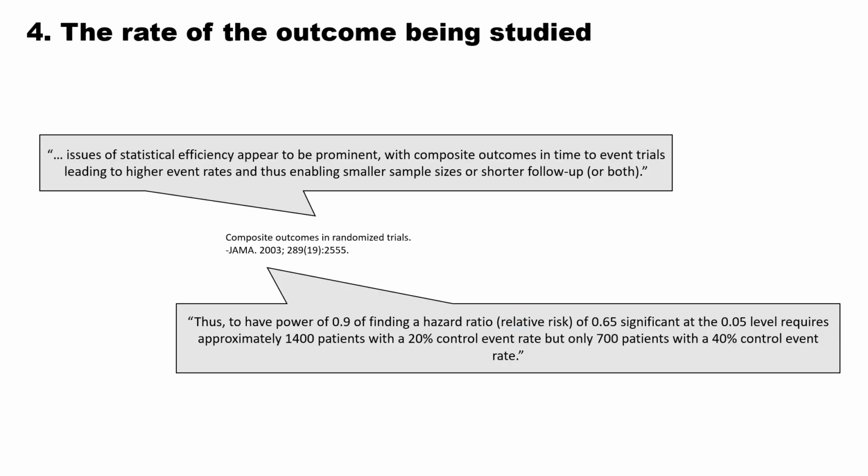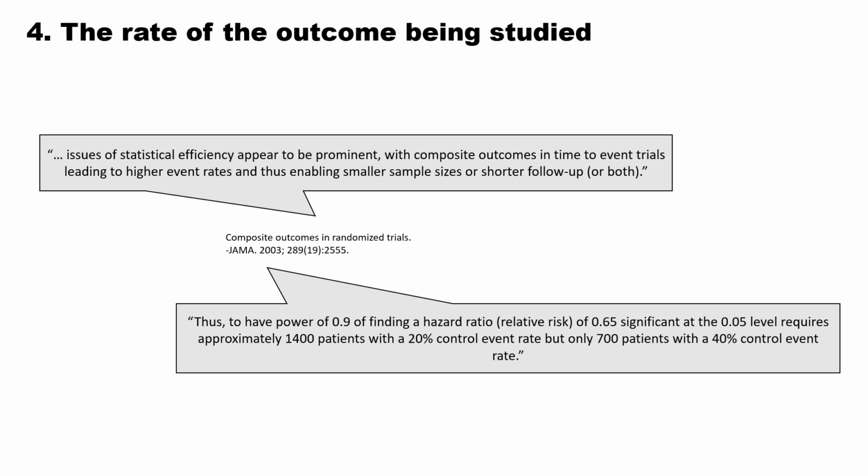And to make this point, a quote from this excellent article on composite outcomes: issues of statistical efficiency appear to be prominent, with composite outcomes and time to event trials leading to higher event rates and thus enabling smaller sample sizes or shorter follow-up or both. Thus, to have a power of 90% of finding a hazard ratio of 0.65 significant at the 5% level requires approximately 1,400 patients with a 20% control event rate, but only 700 patients with a 40% control event rate.